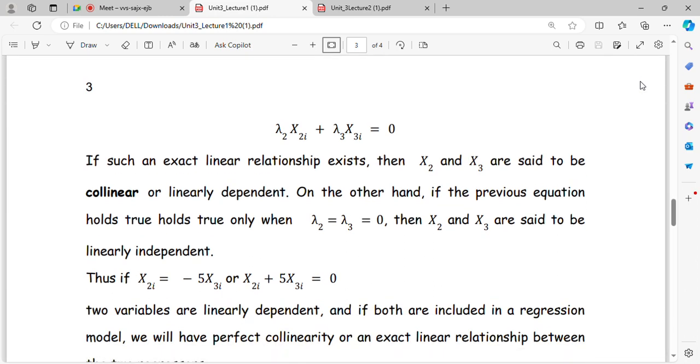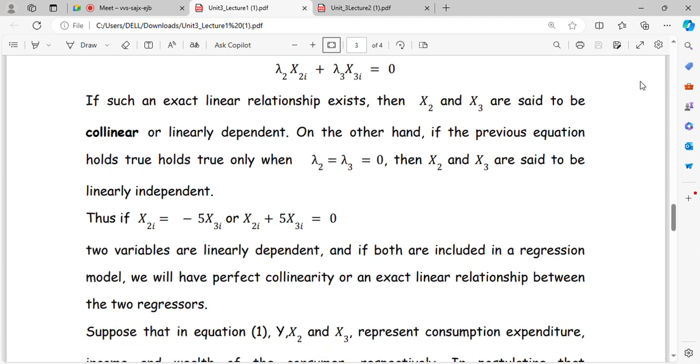Let's say, for example, if x2i equals minus 5 times x3i, that means as x3i increases, x2i decreases by 5 times as much. The two variables are obviously linearly dependent, and if both are included in the regression model, we will have a perfect collinearity or an exact linear relationship between the two regressors.